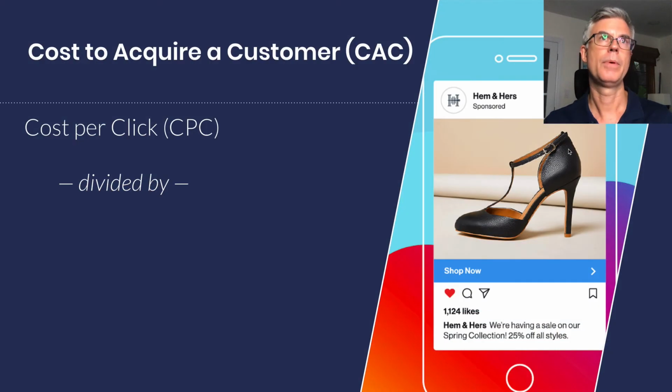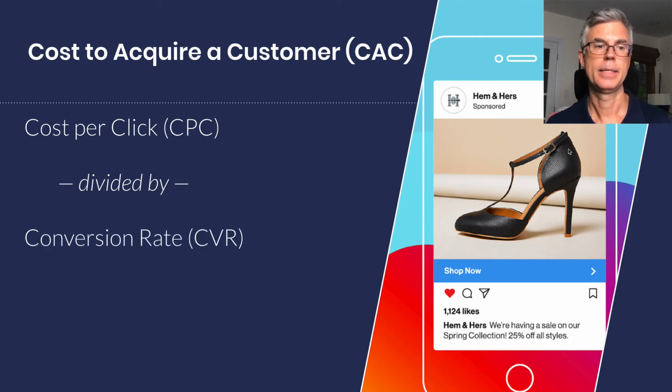What we just looked at was the global customer acquisition cost to acquire a customer. But we can also look at the local, which, if I run Facebook ads or Google ads, what I'm really looking at is the cost per click. How much does it cost to send someone to my website divided by the conversion rate? So what percent of those people actually buy something when they come to my website?